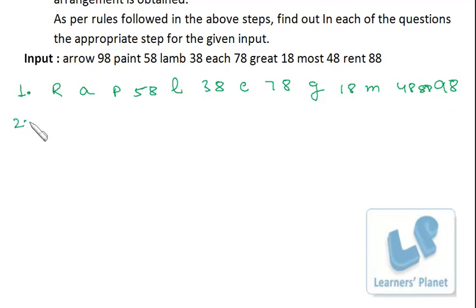Step 2, we have to arrange, we have to take the next word after R. It should be in dictionary order, it should be P. So here it is P, so then A, then 58P we have already taken, A, 58L, 38E. 88 is already there at the correct position, so just write down it as it is.